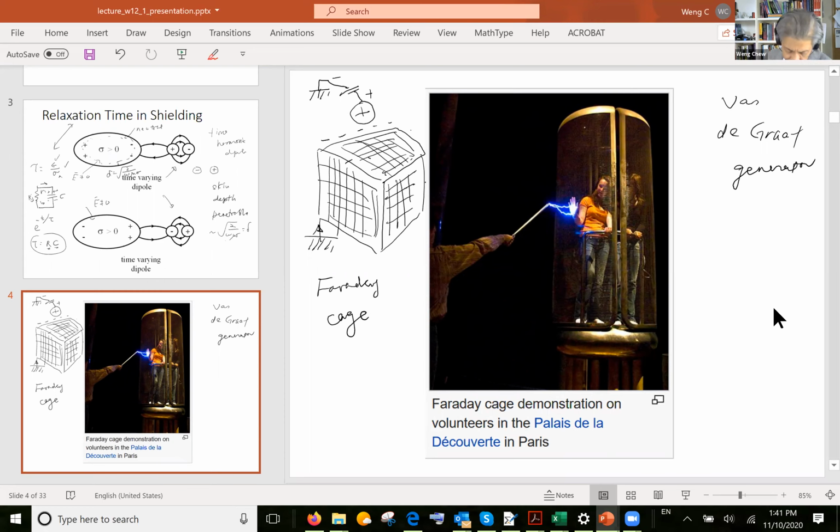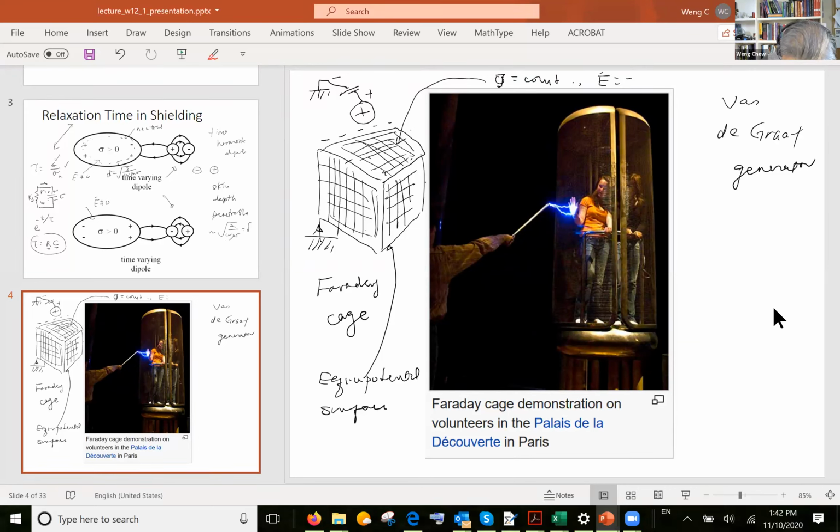If that happens, you can see that this becomes an equipotential surface. If it's an equipotential surface, then phi is a constant on this cage, and phi is equal to a constant inside as well, and E, which is minus grad phi, is equal to 0 inside the cage. So the electric field is 0 inside the cage.